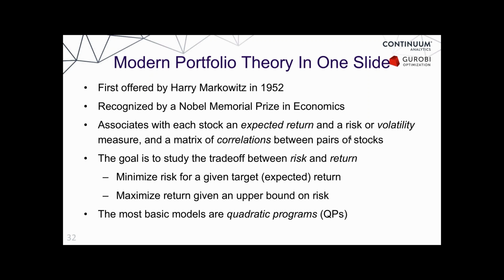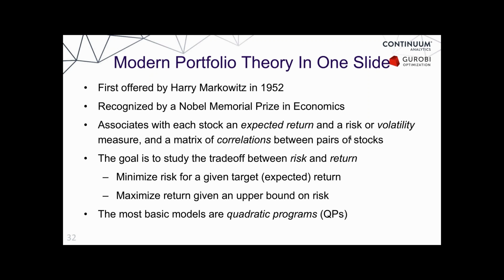The way it works is that you analyze the historical data for each stock that you're interested in, and you come up with two numbers: an expected return, an average return, if you will, and a level of volatility, kind of like a standard deviation, that quantifies the risk of that individual stock. And then you also need a matrix of the correlations between individual pairs of stocks. The goal of modern portfolio theory is to study the trade-offs between this measure of risk and our measure of return. So for instance, we might want to shoot for a particular target return and minimize the risk of our overall portfolio in the process.